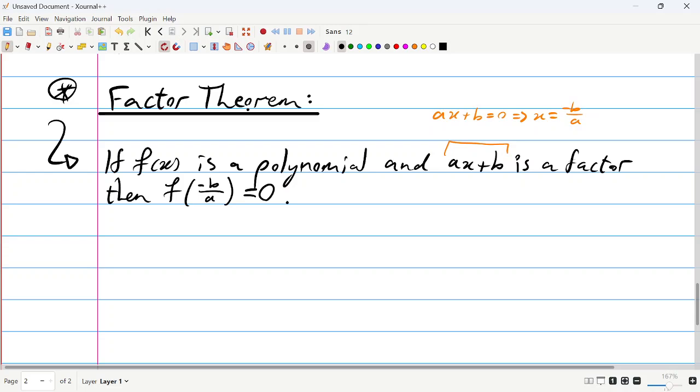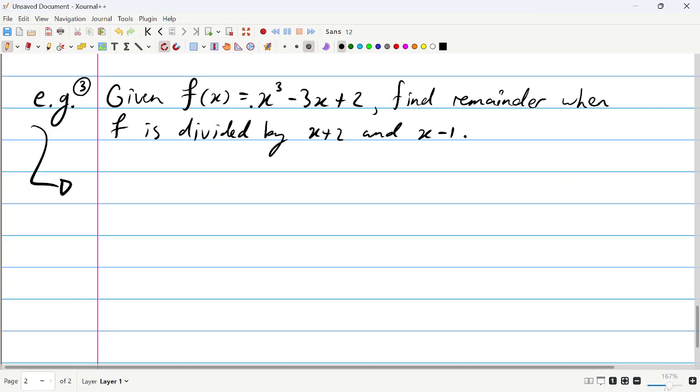So let's get straight to an example so you can see this in action. Alright, so here's a question. Given f of x is equal to x cubed minus 3x plus 2, find the remainder when f is divided by x plus 2 and x minus 1. Remainder? What are we doing with remainders? That's a good question. Let's just solve this as if we actually did a remainder question. That's why I put this in here. So let's first work with x plus 2.